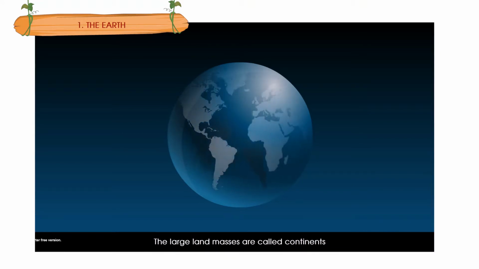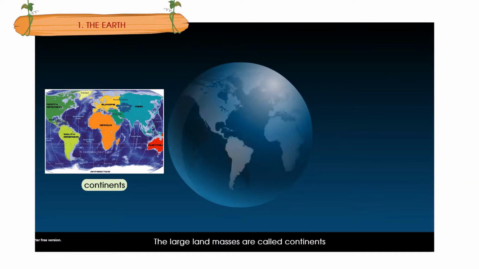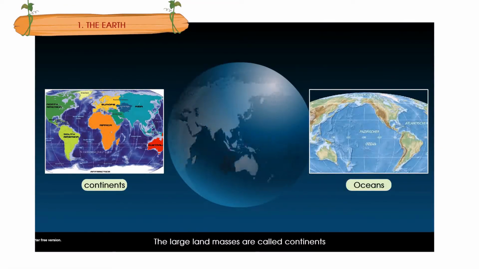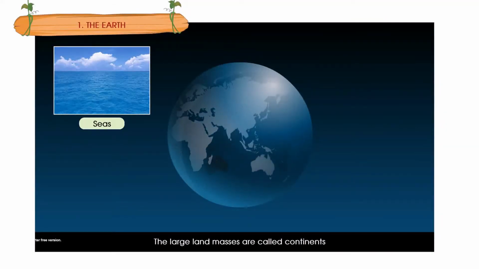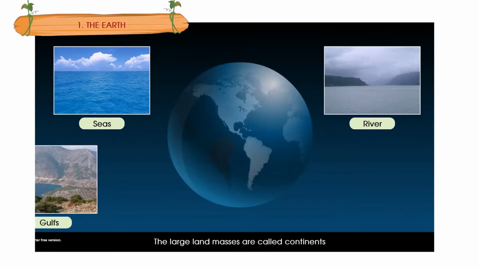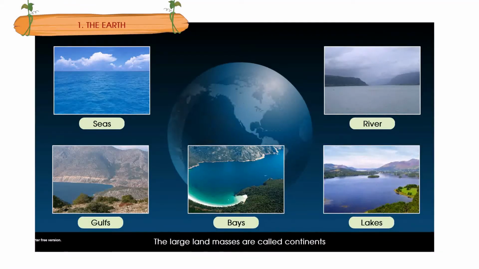The large land masses are called continents and the large water bodies are called oceans. Smaller water bodies are called seas, rivers, gulfs, bays, and lakes.